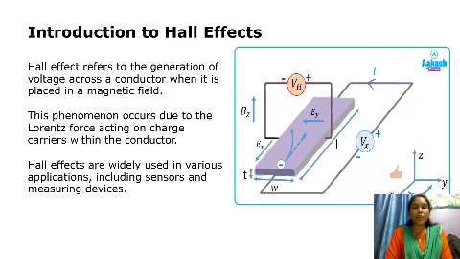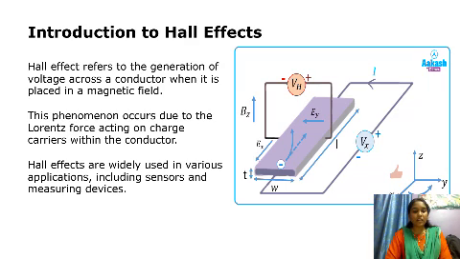Before entering into the topic, I'm going to give a brief explanation on Hall effects. When a piece of semiconductor carrying a current is placed in a transverse magnetic field, an electric field is produced inside the conductor in a direction perpendicular to both current and magnetic field. This phenomenon is known as Hall effect and the generated voltage is called Hall voltage.